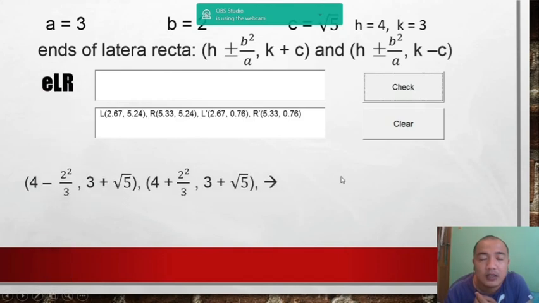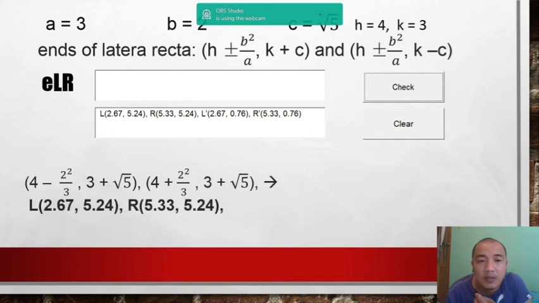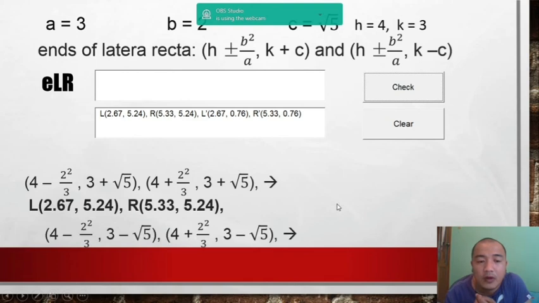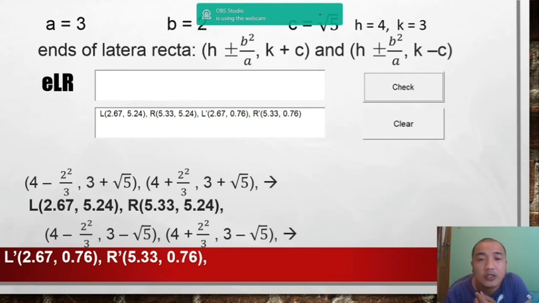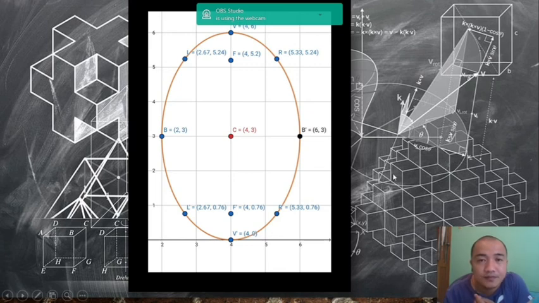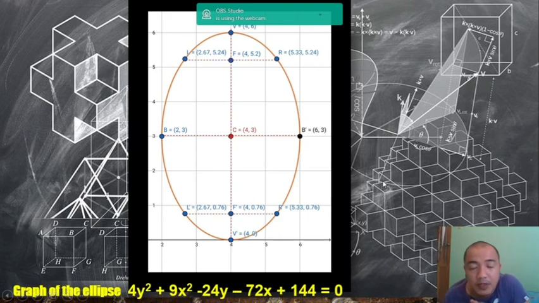Yan, ends of the lateral recta or ELR. 2.67, 5.24. 5.33, 5.24. And 2.67, 0.76. 5.33, 0.76. Then we're now ready to graph. Dito na yung graph of the ellipse with the major axis vertical, minor axis, center at 4, 3. So this is, then we also have here the 2 lateral recta. And this is the graph of the ellipse 4y squared plus 9x squared minus 24y minus 72x plus 144 equals 0.